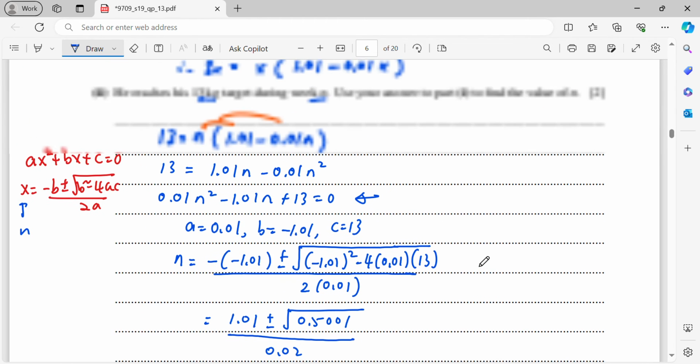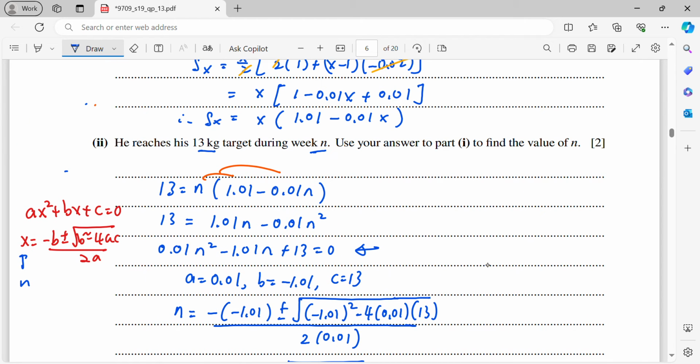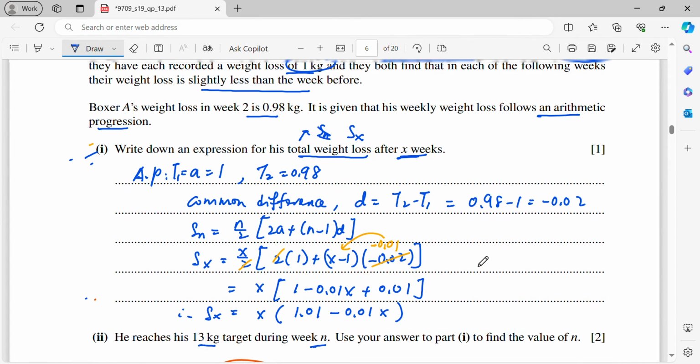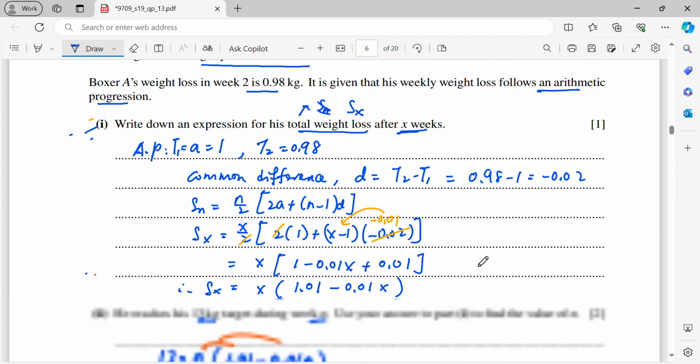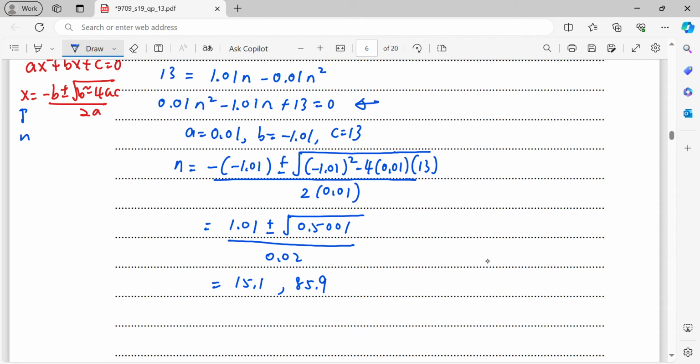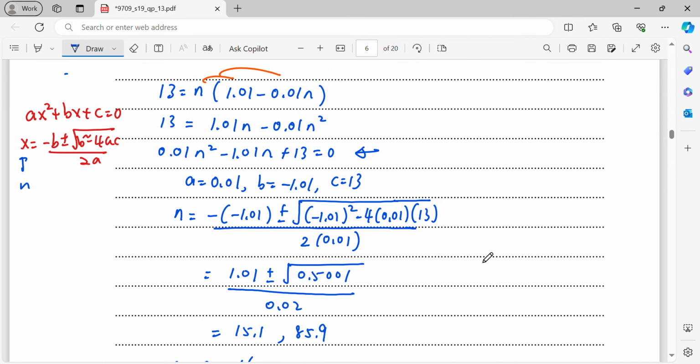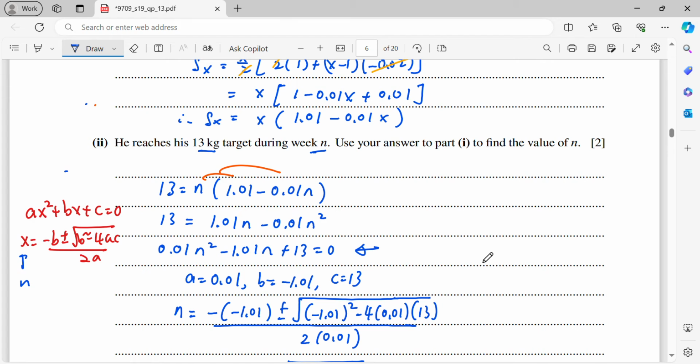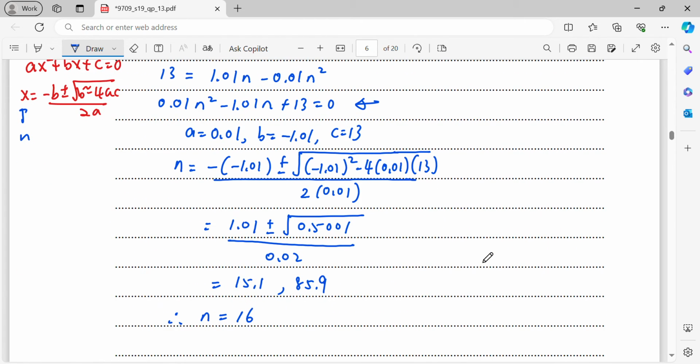Okay, so from here, look at here. Use your answer to find the value of n. Okay, n is the weeks, right? That means here, I will say my n is 16 weeks. So your n is 15.1. So we cannot take 15.1, right? So you have to take 16 because that is the number of weeks. You cannot take 15 as well, because if it is 15, it is not yet 13 kilograms. Okay, so that's the solution for this question.